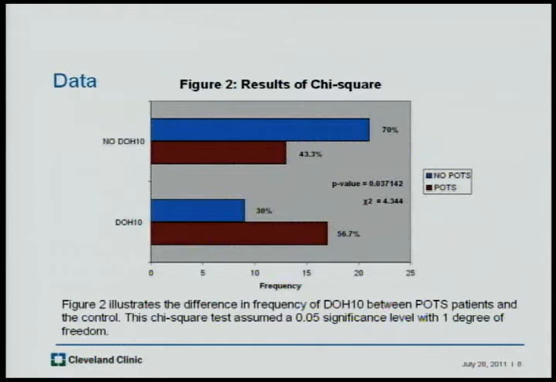Let's look at the data. Figure 2 illustrates the difference in frequency of DOH-10 between POTS patients and the control group. This chi-squared test assumed a 0.05 significance level with 1 degree of freedom, as there were 4 categories. The resulting p-value of 0.03 shows that the DOH-10 is preponderant in the POTS population, confirming our hypothesis and disproving our null.